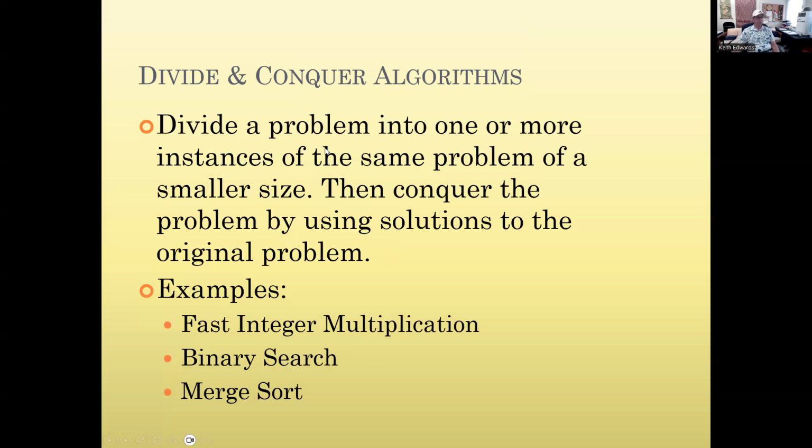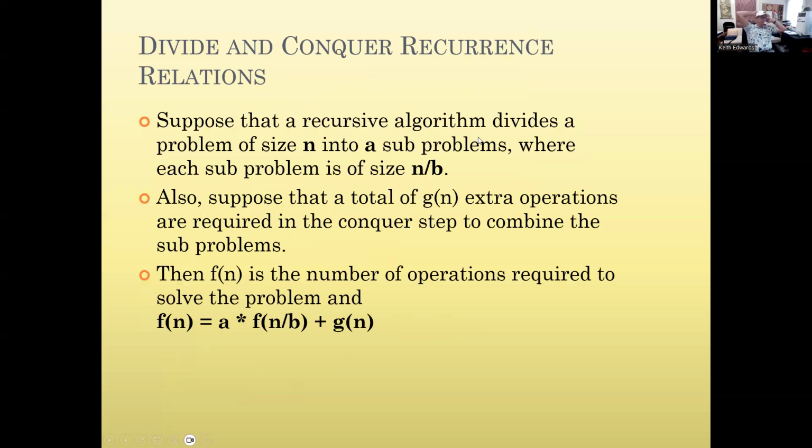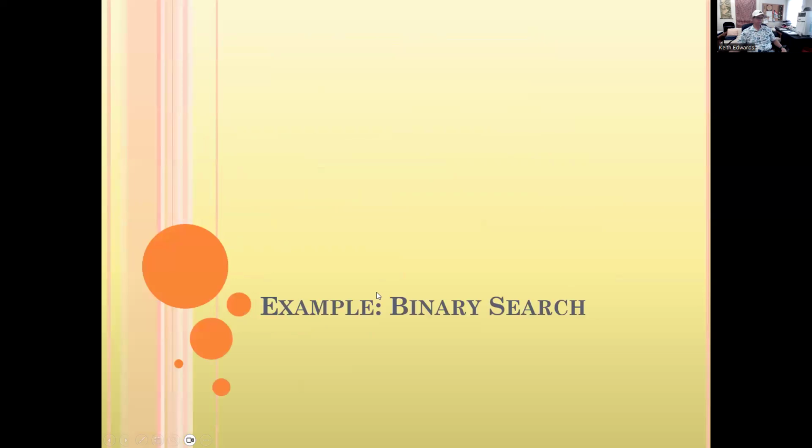So suppose that a recursive algorithm divides a problem of size n into a different subproblems, where each subproblem is of size n divided by b. And then suppose that we have some extra operations in order to combine those solutions again in the conquer step. Then f of n is the number of operations required to solve the problem, and f of n is a times f of n divided by b plus g of n. And hopefully that'll be quicker than the naive algorithm.